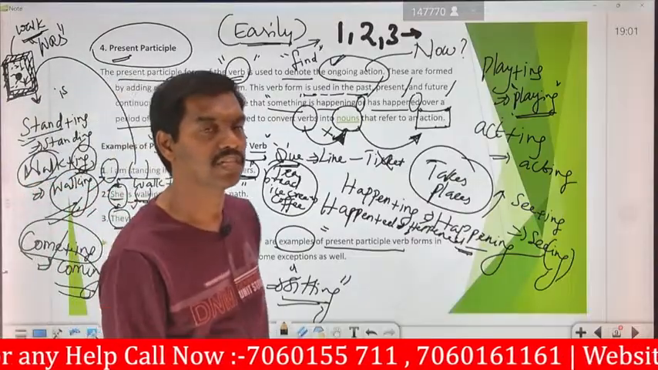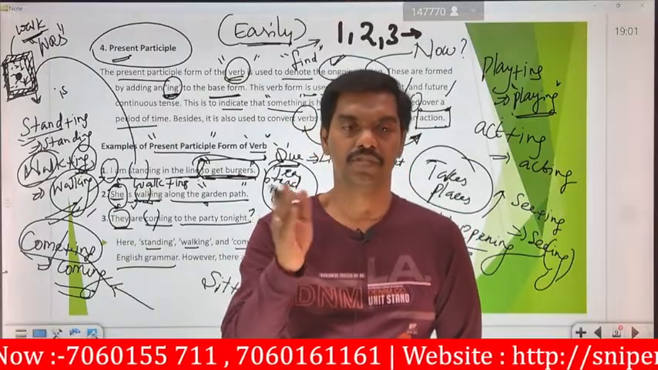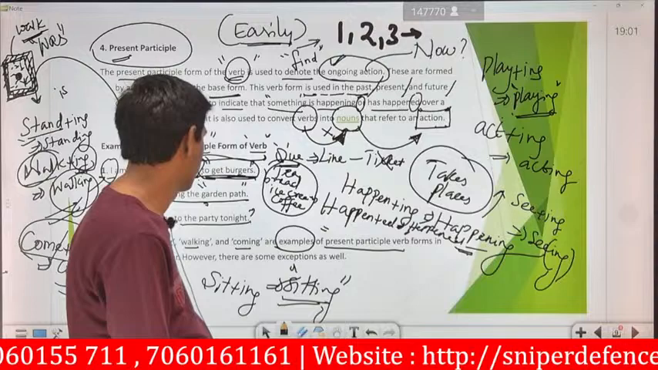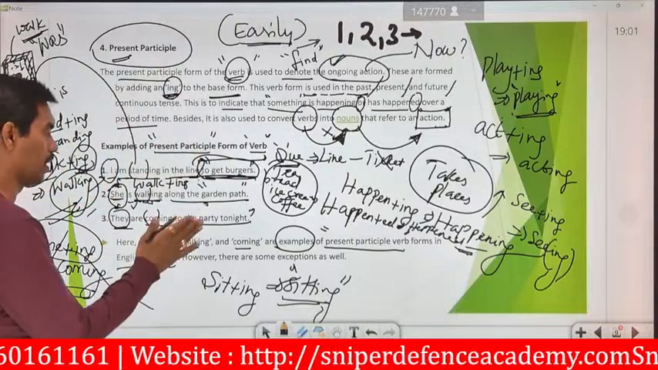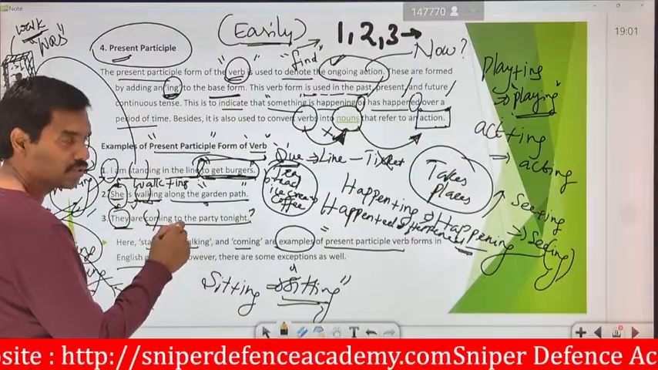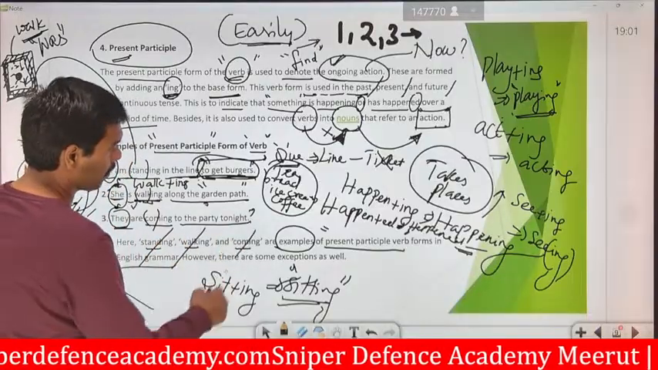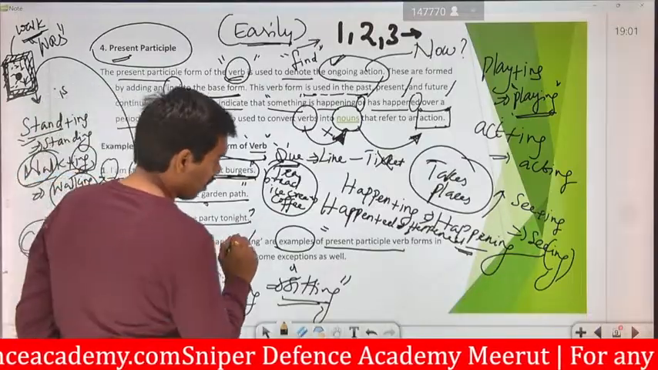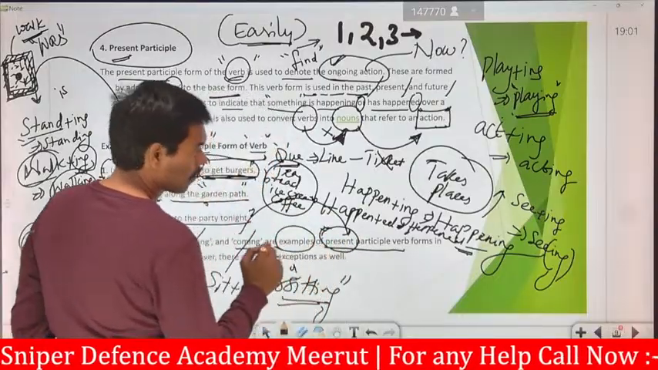I'm sitting on the table. Okay, sit plus ing gives sitting. And next they are saying that she's walking on the garden path as it's going on. And they are coming to the party tonight. Today their people are coming. So walking, standing, coming will represent that all of these become present participles.